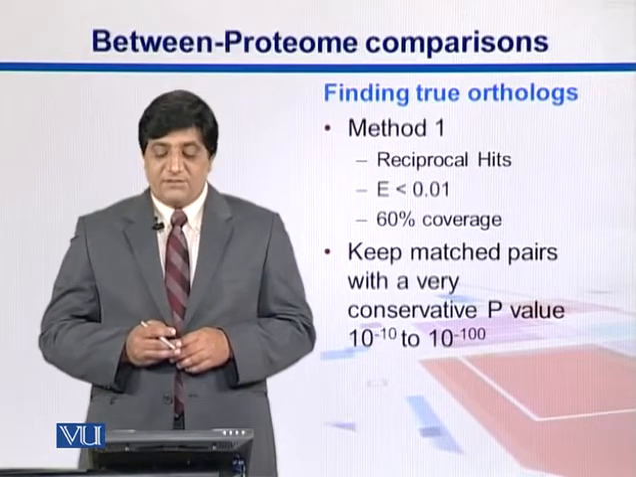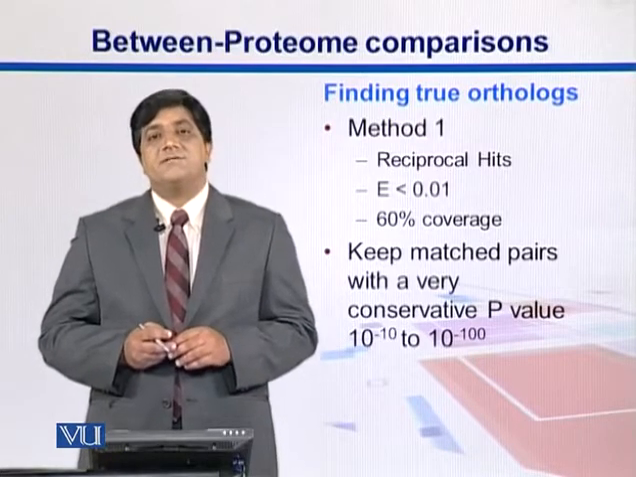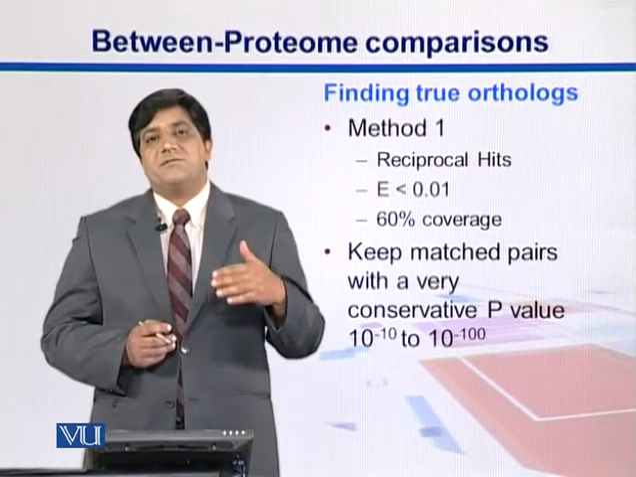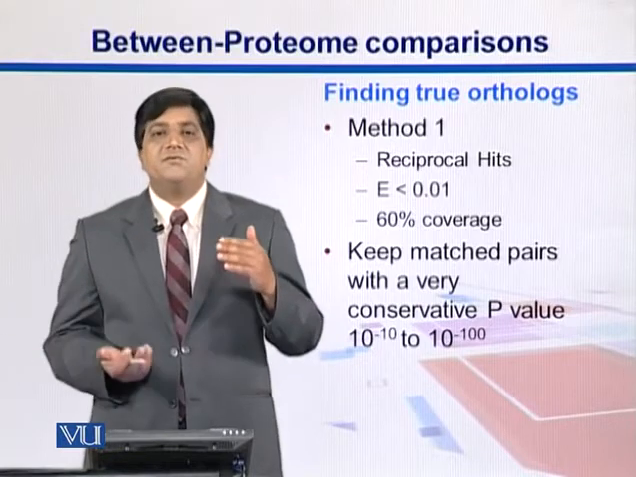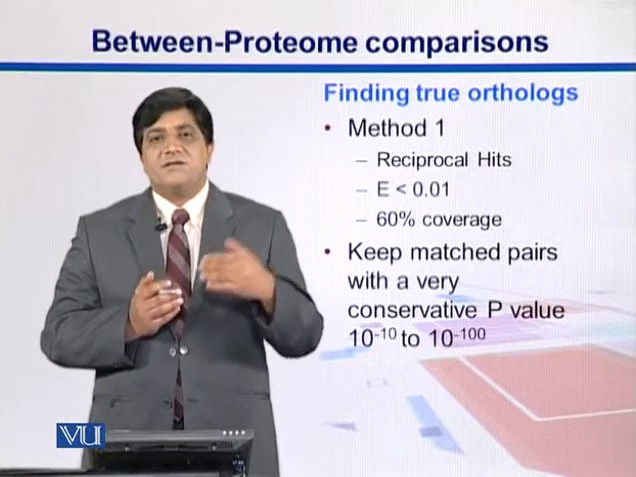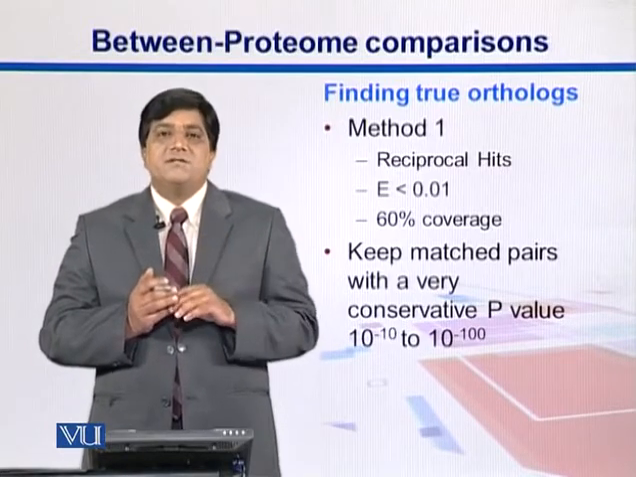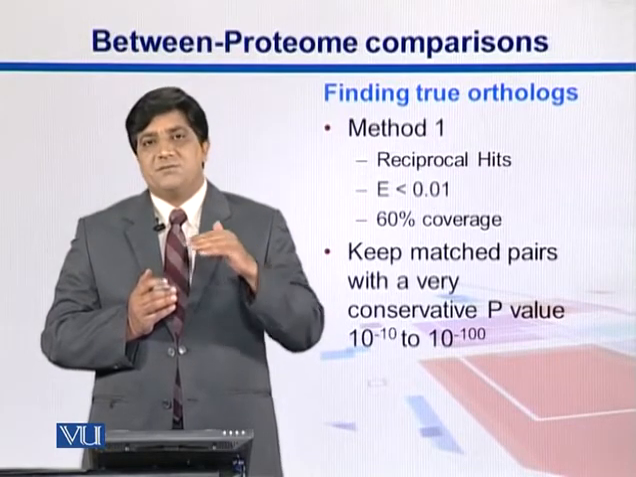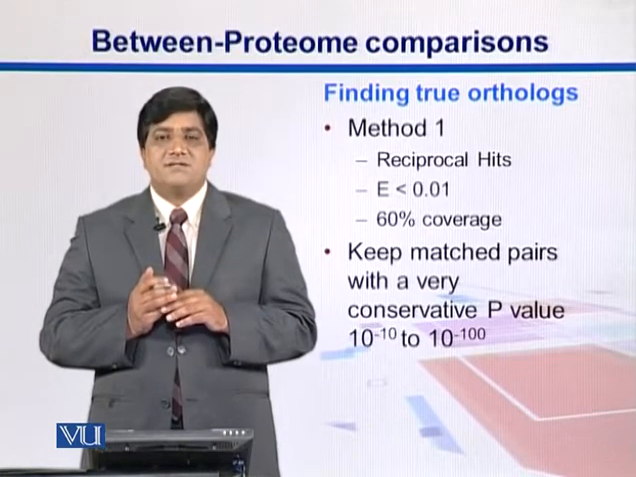How can we find true orthologs? There is a technique which we call method 1: reciprocal hits. In reciprocal hits, you take one organism at a time as a query and search against the other as a database. Then you flip around and take the first as the database and the second one as the query. If you get the same genes highly similar to one another, we can keep them as the best hits.